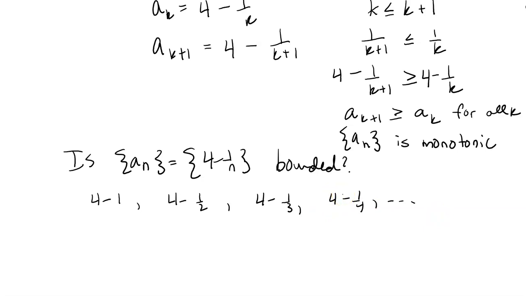And on the flip side of that, because the number that you're subtracting is getting smaller and smaller and smaller, that number is never going to go below 1. So that tells me that 4 minus 1 over n has to be less than 4 and greater than or equal to 3. So we can say that this is bounded. So since it's monotonic and it's bounded, that means that a sub n converges.